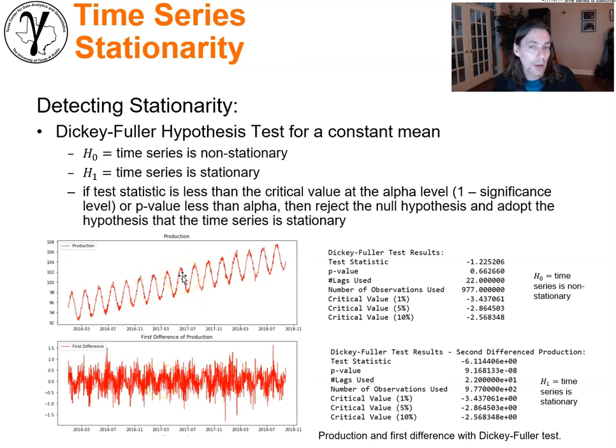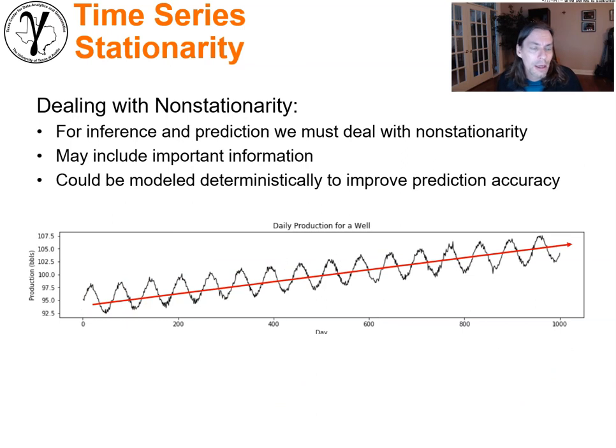I'm about to talk about how we do differencing with time series. Differencing is really a method to try to make the data set stationary. So let's go ahead and do that. And when we calculate, we reject the null hypothesis and we now have adopted the alternative hypothesis that the time series is stationary.